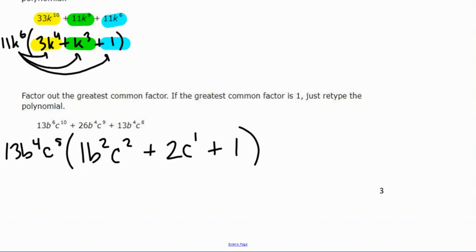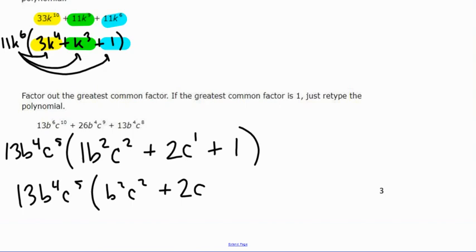So just to rewrite this a little bit more properly, I have 13 b to the 4th c to the 8th times b squared c squared, I just dropped the coefficient of 1 there, plus 2c, I just dropped my exponent of 1, plus 1. So I know IXL will accept this. There's nothing wrong with including like this one here or this one, but multiple choice on assessments, definitely this is more proper without the coefficients of 1 and without exponents of 1.